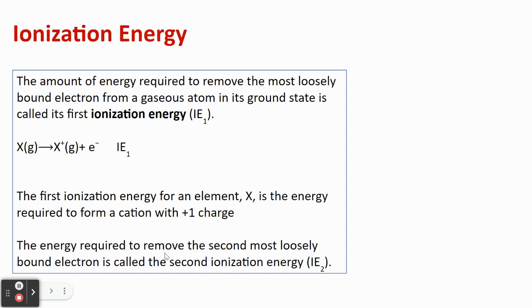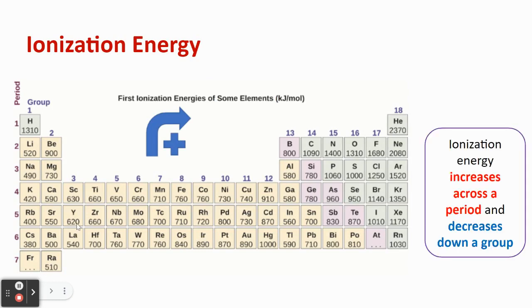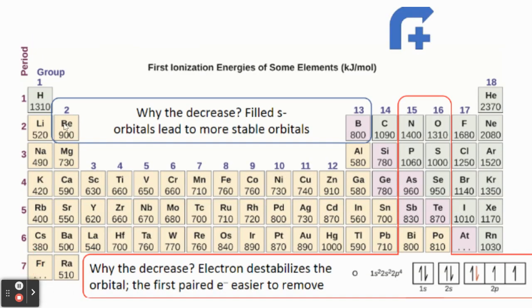Now, the energy required to remove the second electron is called our second ionization energy. And if we were to remove a third electron, it would be our third ionization energy, and so forth. Now, there's a trend for ionization energy on the periodic table. As we go across a period, generally speaking, the ionization energy increases. And as we go down a group, the ionization energy decreases. But there are some exceptions.